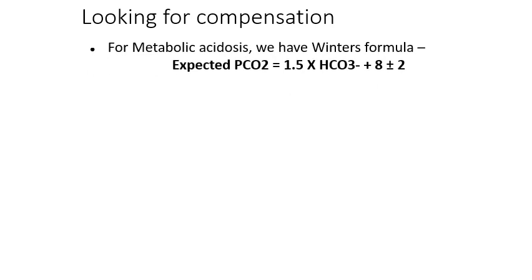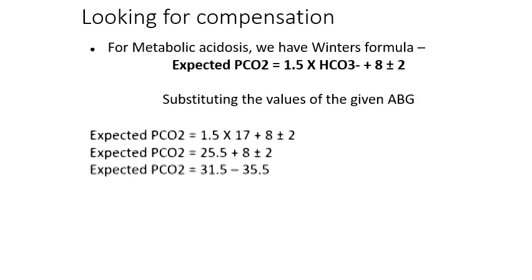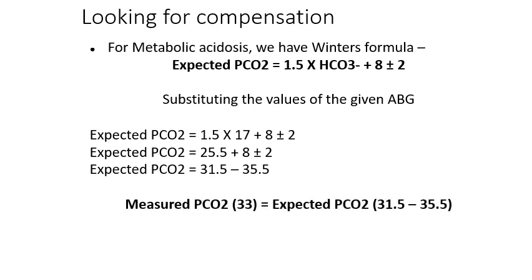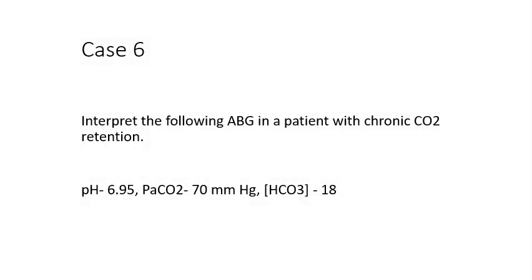Then looking for compensation in this case, again, metabolic acidosis, we have the Winter's formula. If we substitute the values in the given ABG, it comes out to be 31.5. The expected PCO2 comes out to be 31.5 to 35.5. In this case, it is 33, which is well within this range, which tells us that the only disorder present in this case is metabolic acidosis.